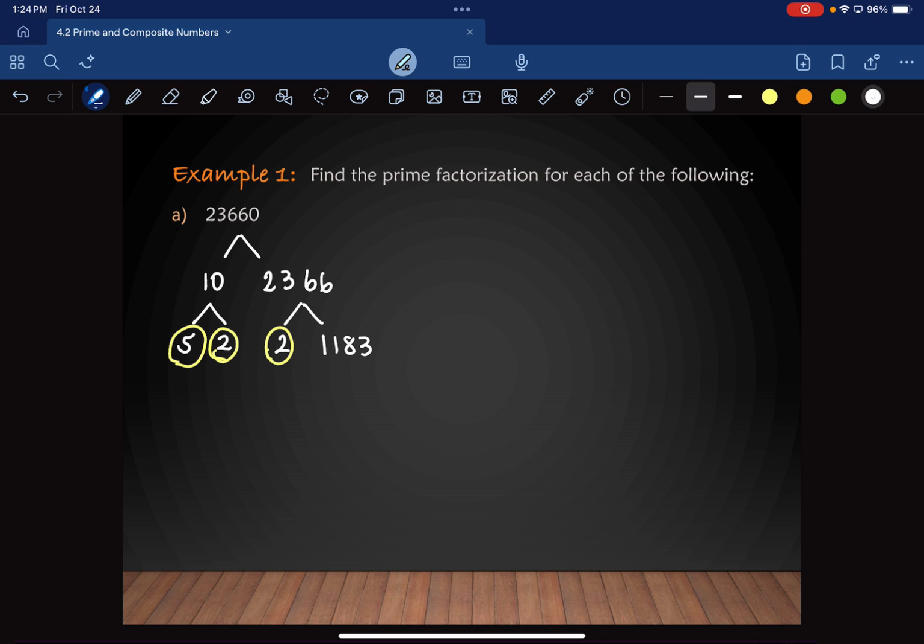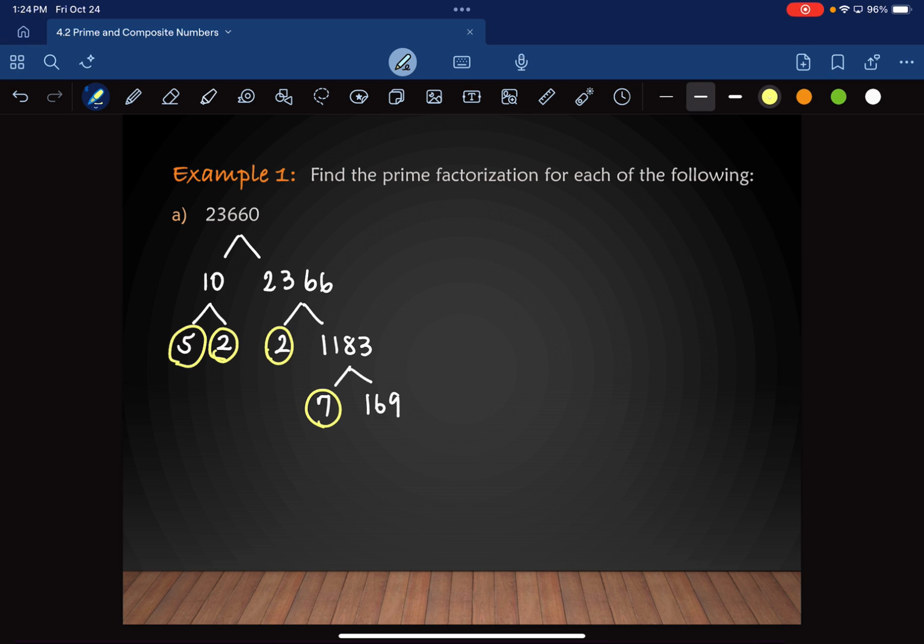So the next prime after 5 would be 7. We don't have a property for 7. So if we try to divide this by 7, what do we get? 7 into 169? Yep. And 7 is a prime from that one.